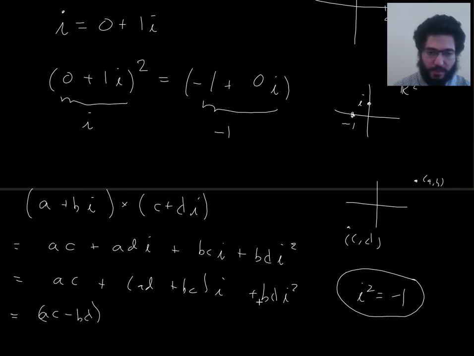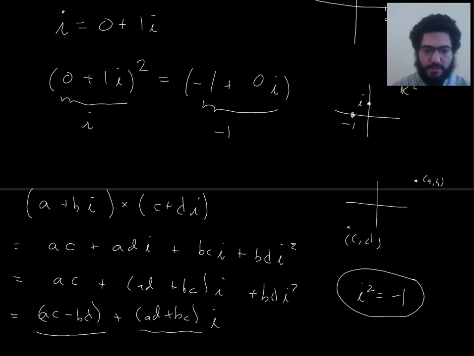So then I'm going to move the BD over to here, so I see AC minus BD plus AD plus BC i. Okay, so you see we have multiplied two complex numbers, so these are two dots in the plane, and after multiplying them we got a new complex number. This is the first coordinate and this is the second coordinate. So it sits AC minus BD along the x-axis and then AD plus BC up or down along the y-axis.